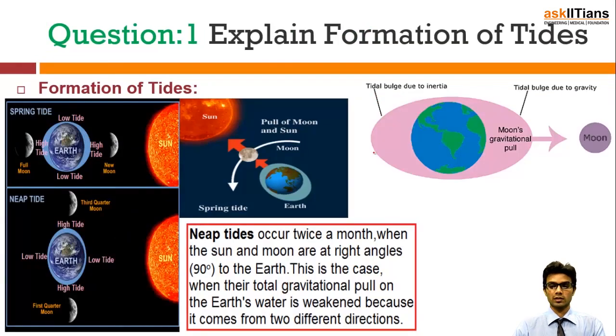Now question 1. Explanation of formation of tide. How tide actually forms. Formation of tides. So there are two types of tide. The first one is spring tide and the second one is neap tide. The formation of tide is because of gravitation. Mostly the main cause of formation of tide is gravitation.